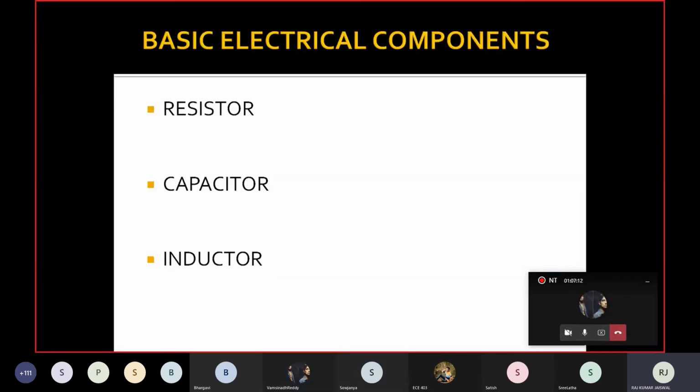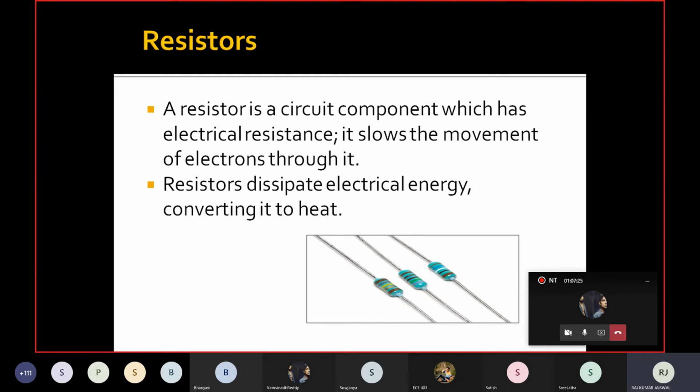Now we have seen the required formula and the concept behind it. Now we will go through some theoretical part. As you know, a resistor is a circuit component which has electrical resistance. It slows the movement of electrons through it. Resistors dissipate electrical energy.